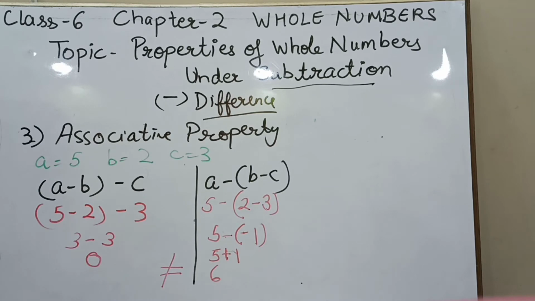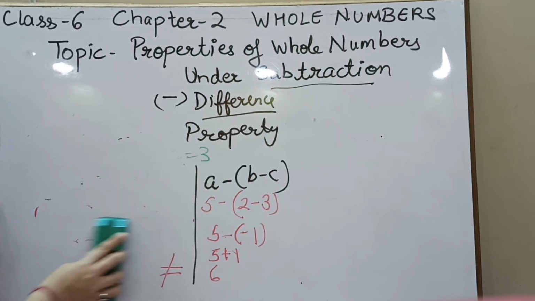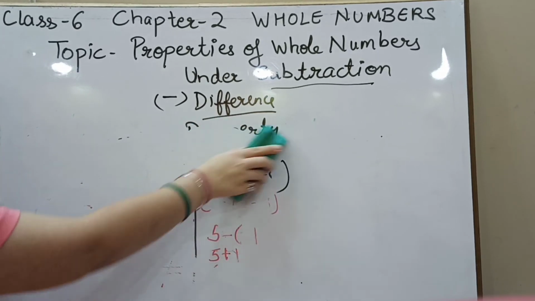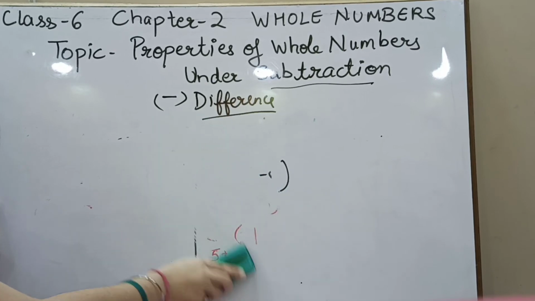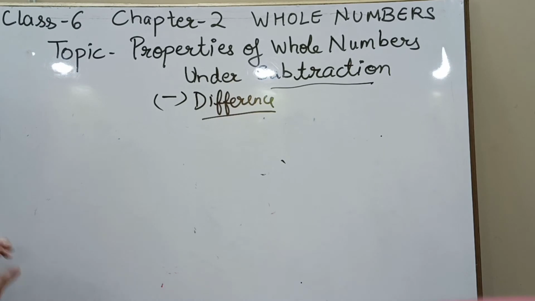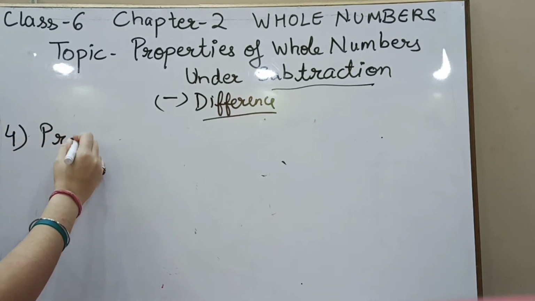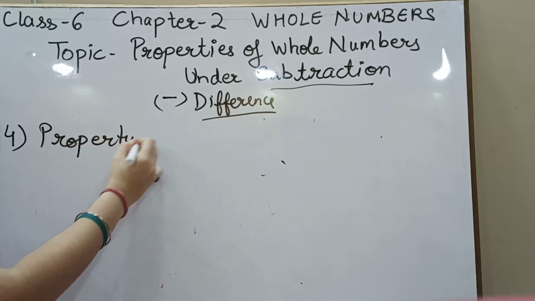Now the next property that you are going to do is property of 0. This is also similar to the identity property in addition. In this property, like in addition we were adding 0, here we are going to subtract. Now what we are going to say? Property of 0 is the only property that holds true.